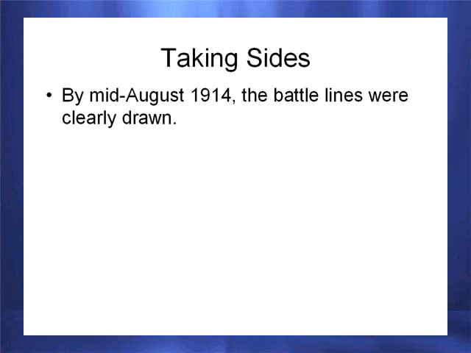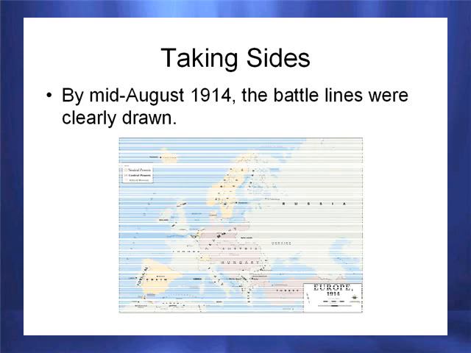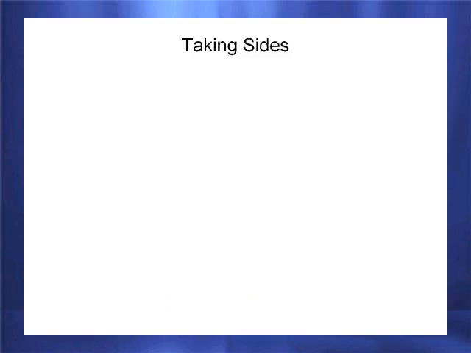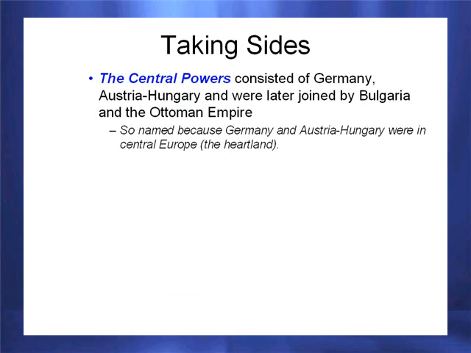Taking sides. By mid-August 1914, the battle lines were clearly drawn. On one side was the Central Powers, which consisted of Germany and Austria-Hungary, which were later joined by Bulgaria and the Ottoman Empire. They were so named the Central Powers because Germany and Austria-Hungary were in Central Europe, the heartland.